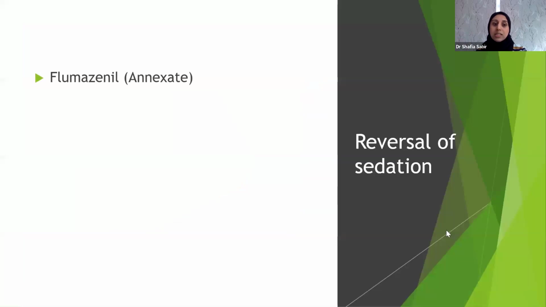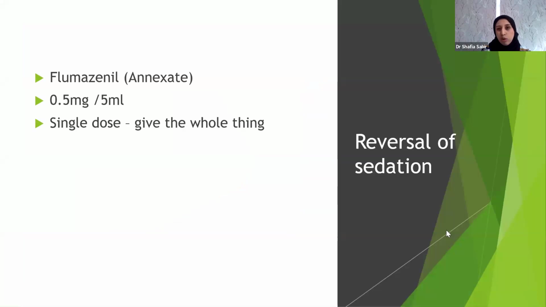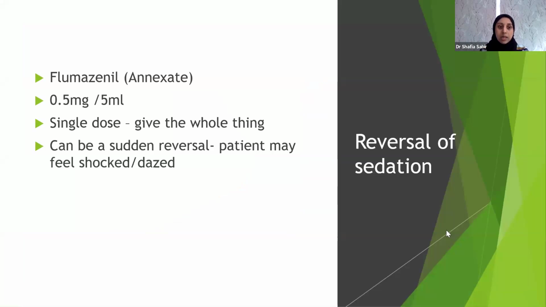Like I said, it's called flumazenil or Anexate. It's usually 0.5 milligrams in 5 millilitres, so it's got a lower concentration than midazolam. And it's a single dose. If you need to reverse that patient, you give the whole thing in one go. You don't titrate it like you do with midazolam. It can be quite a sudden reversal for the patients. They might feel quite shocked and dazed. So do warn them: I'm going to reverse you now. They do find that quite shocking sometimes.